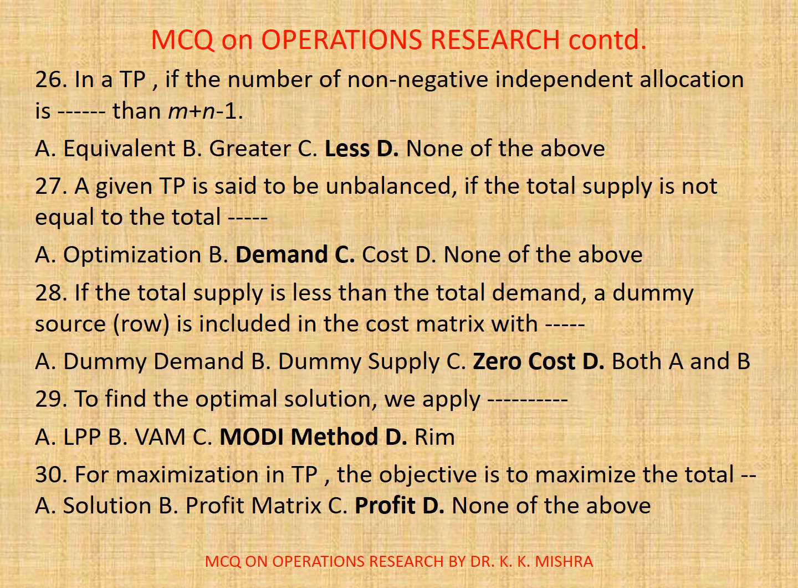29. To find the optimal solution, we apply dash, MODI method, correct option is C. 30. For maximization in transportation problem, the objective is to maximize the total dash, correct option is C, profit.